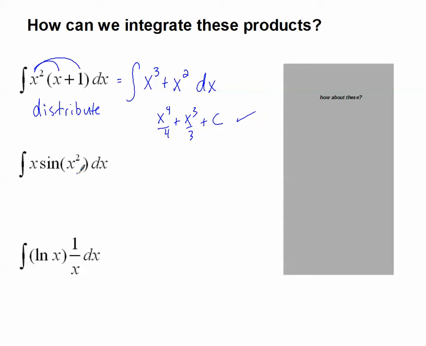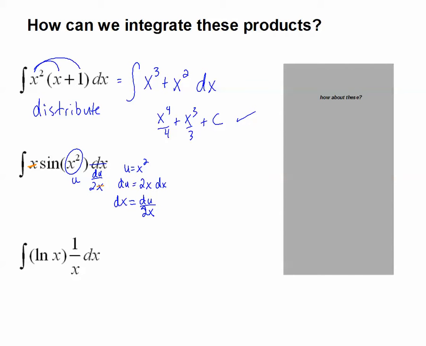What about this? This one's a product, x multiplied to the sine of x squared. What do we tend to do when we see a trig function with extra stuff in it? Use substitution. Call u the x squared. du is 2x dx, so dx is du over 2x. Take out the dx, put du over 2x, and we get rid of our x's.